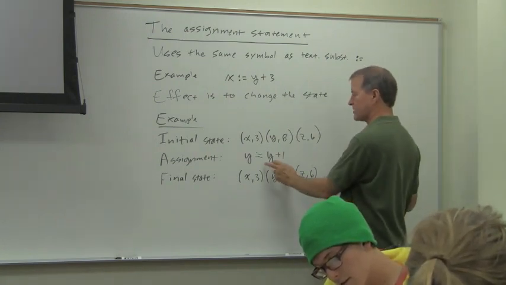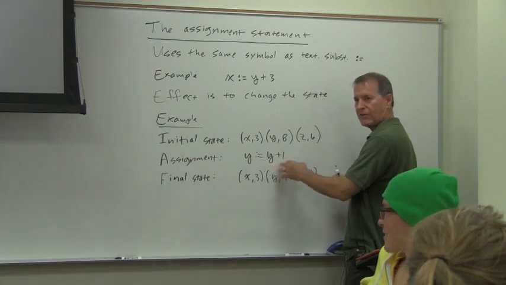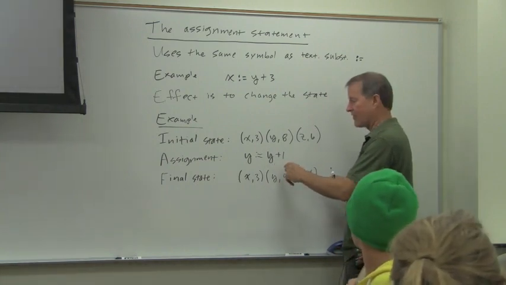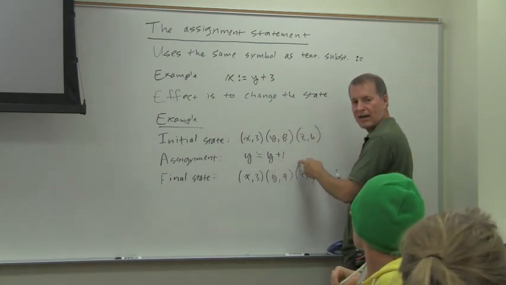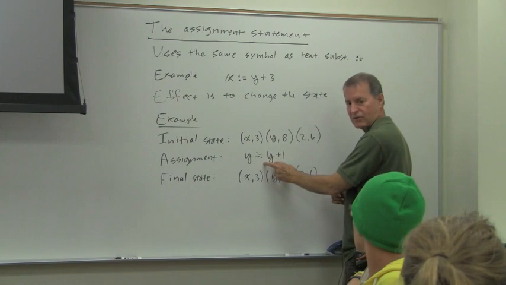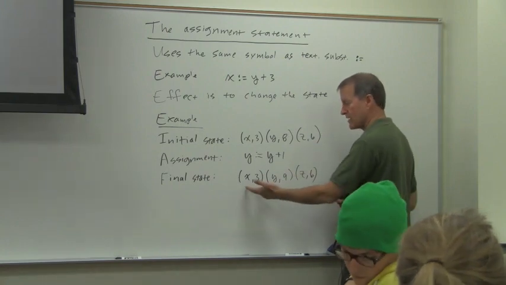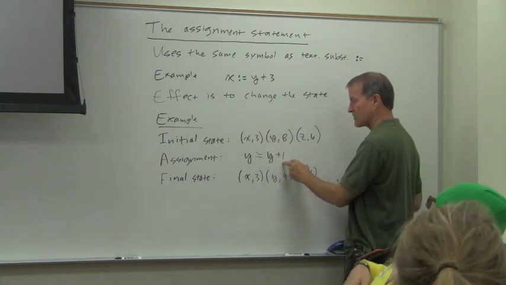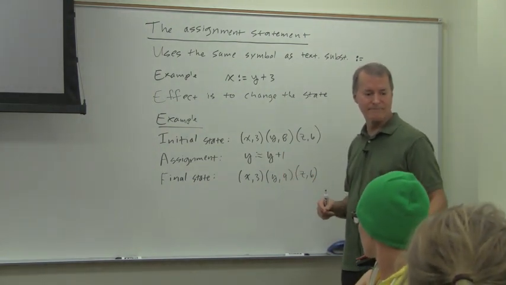It takes whatever is on the right-hand side of the assignment, takes the current value of any variables on the right side, does the computation, and calculates the value. There's always a single variable on the left-hand side. You can have an expression on the right-hand side, but the left-hand side has to be a single variable. That variable gets that value, and so it changes the state. So instead of the state being x 3, y 8, z 6, it is x 3, y 9, z 6, because the current value of y is 8, 8 plus 1 is 9, so y gets 9. That's the assignment statement.